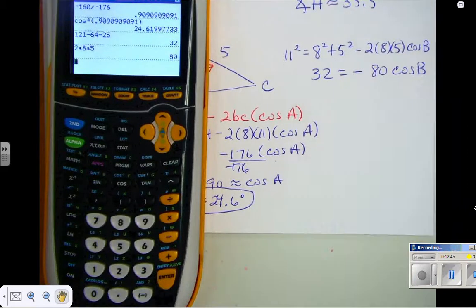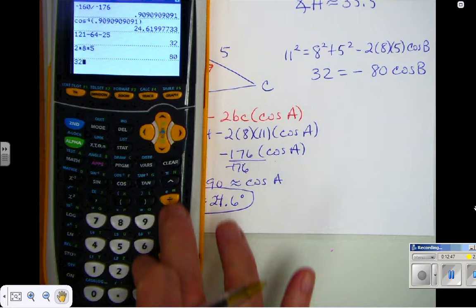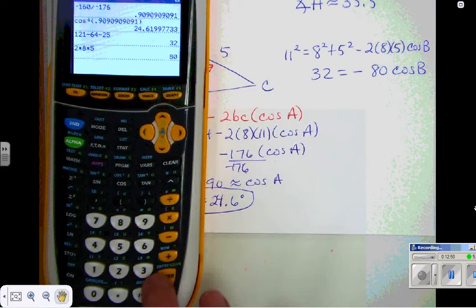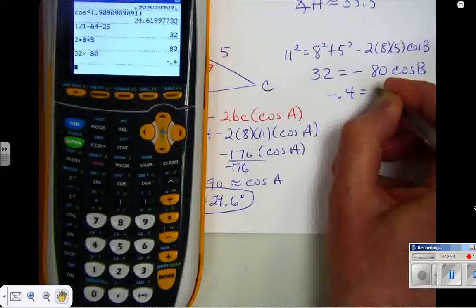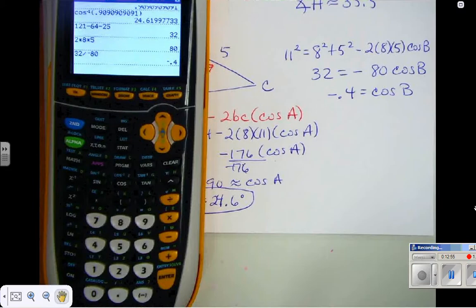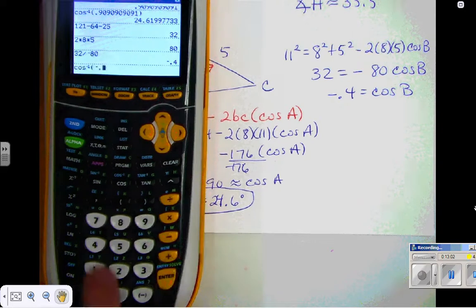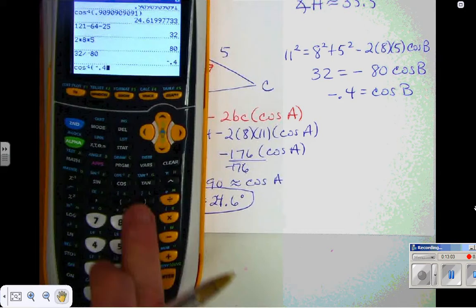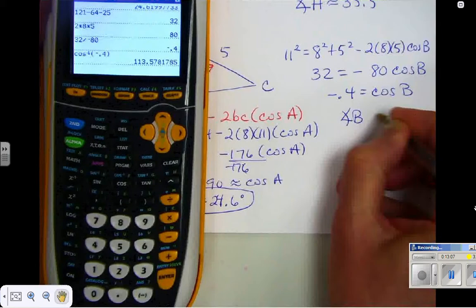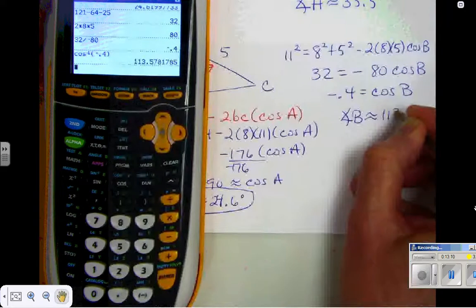So I'm going to divide by that negative 80, and I'm getting negative 0.4 is your cosine of B. Now I'm going to use the inverse again because I want to find the angle measurement. So second cosine negative 0.4, and my angle measurement, angle B, is about 113.6.